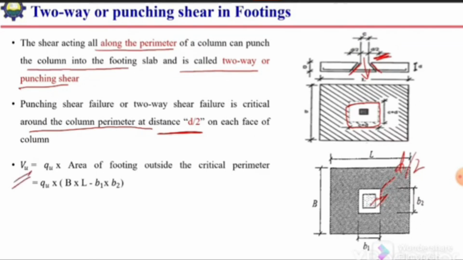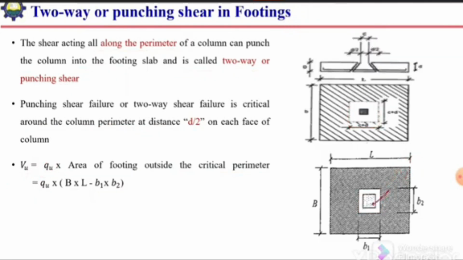The applied two-way shear can be calculated by multiplying the contact pressure under this footing slab, qu, by the area of the footing outside the critical perimeter. So qu multiplied by the total area minus the area of footing inside this critical section, this unshaded area. If we subtract this unshaded area from the total area, we get this shaded area, and the load acting on this shaded area will cause two-way or punching shear.